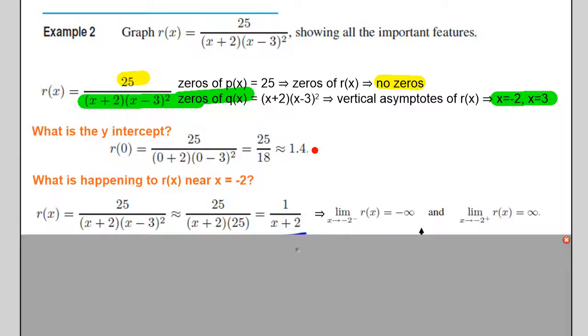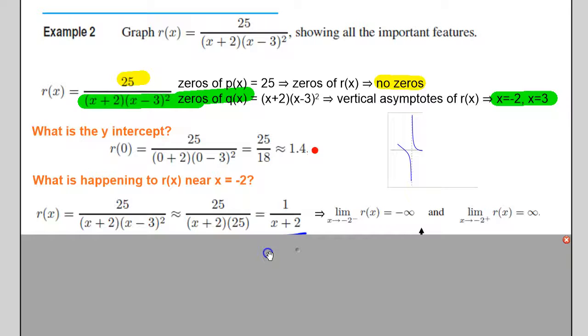What does that look like around the asymptote? Well, it looks something like this. And the reason why I know it's this is because when x approaches -2 from the left side, the values are getting bigger, bigger, bigger in a negative way, and the values are getting bigger, bigger, bigger in a positive way when x is approaching -2 from the right side. Okay?